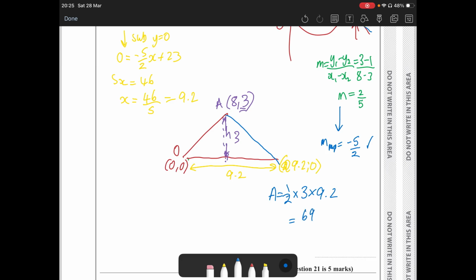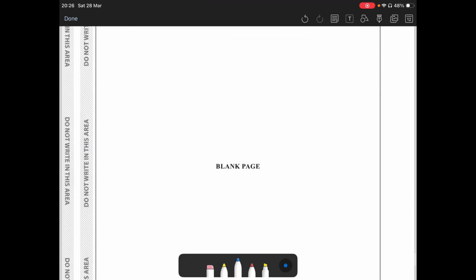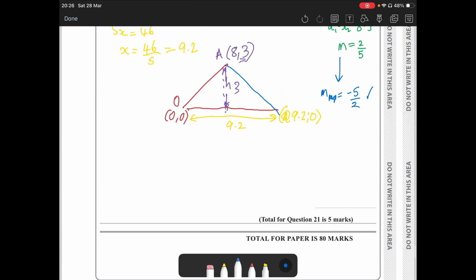69 over 5, or as a decimal, 13.8 units squared. Let me just double check my mark scheme. I'm hoping this is right because I don't really want to do it again. Yeah, these early mistakes have kind of made me second guess everything. And would you believe it is the right answer? So we finished strong with a bit of a hiccup in the middle.